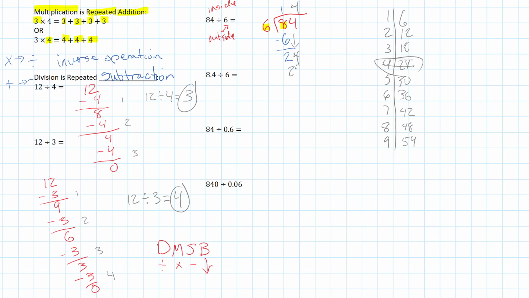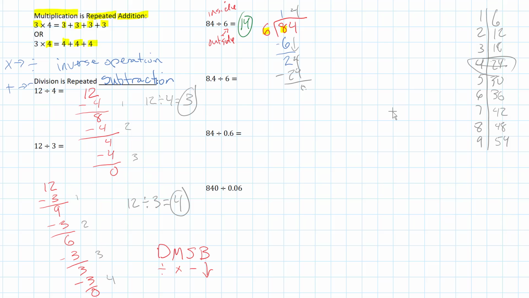4 times 6, 24. All right, so this lets me conclude that 84 divided by 6 is this top number, 14. Not too bad, right? I'm going to move that over a little bit. Now, this works perfectly when the numbers make sense like that.